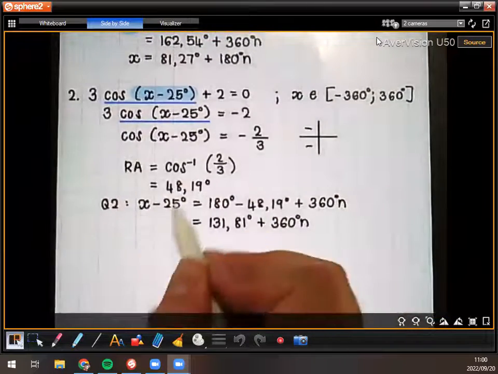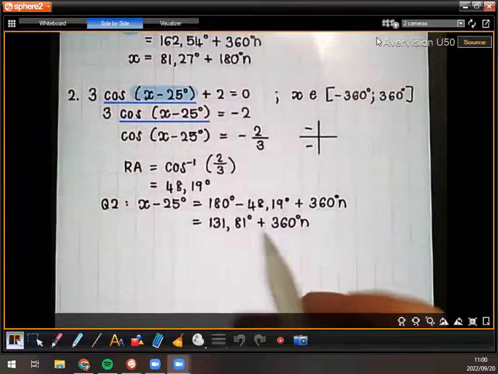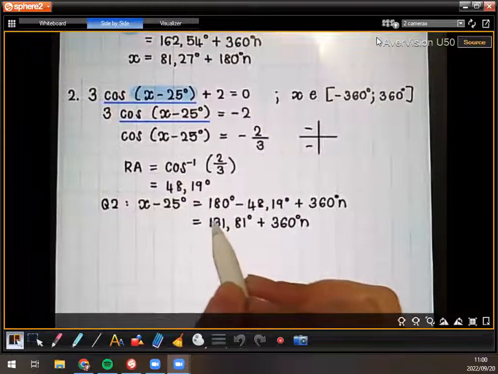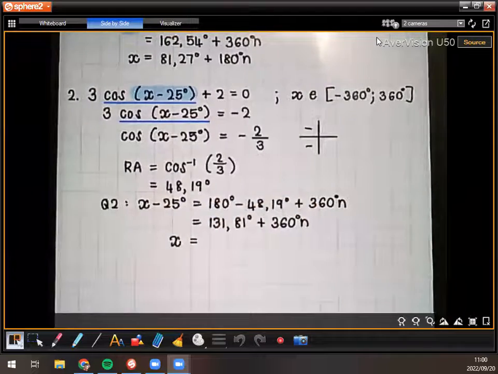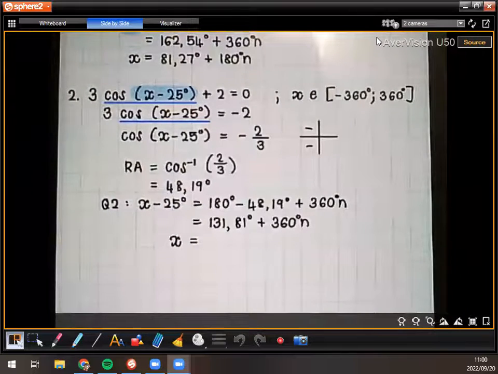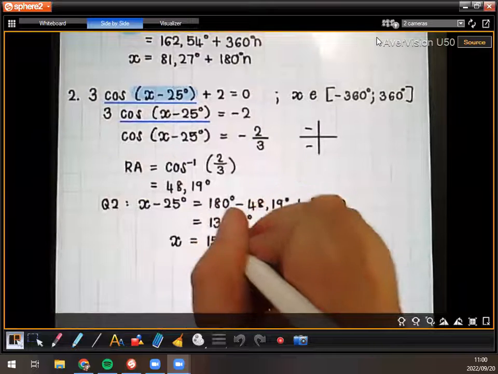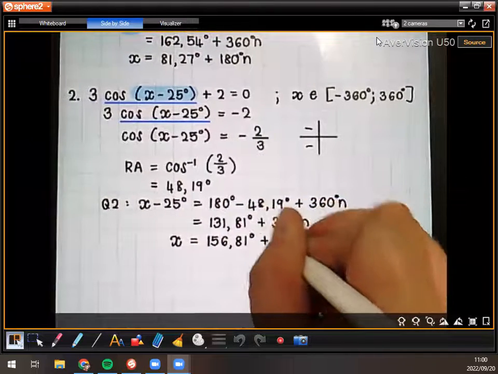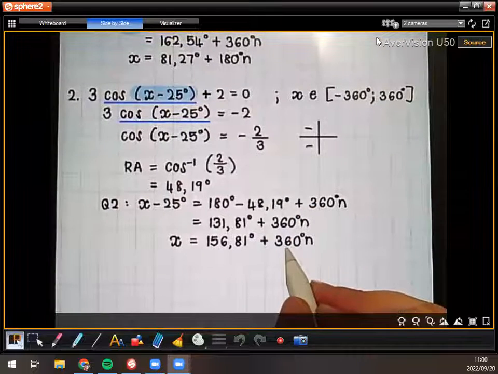How do I get rid of a minus 25? I have to add 25, right? That's the opposite of subtracting 25 is adding 25. So this minus 25, I'm going to now actually add 25 to that value there. So x is going to be this answer plus 25, which is 156.81 degrees plus 360. Guys, are you going to add 25 to the 360 as well?